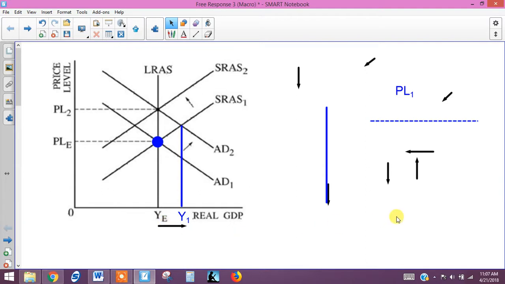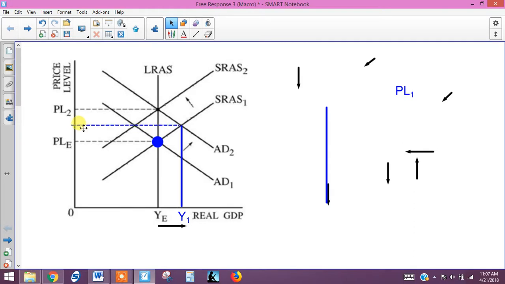So we're actually increasing our real GDP or our output, and we're going to have a higher price level in the short run, right here. And we're somewhere around right there, right?